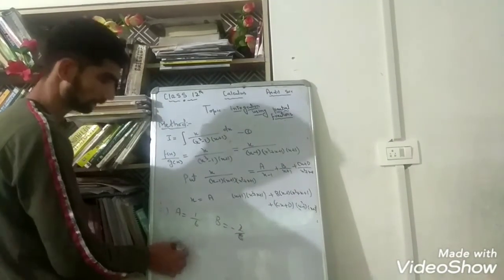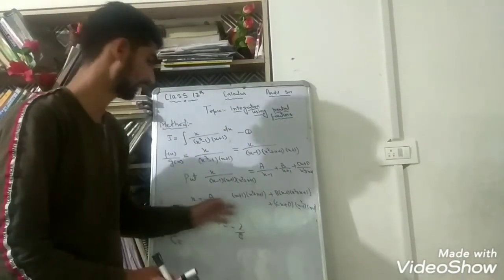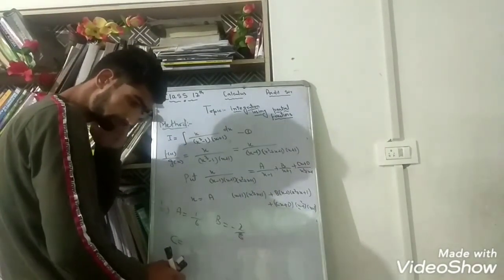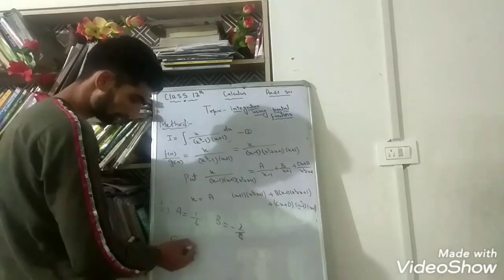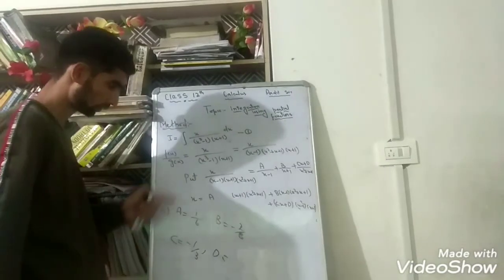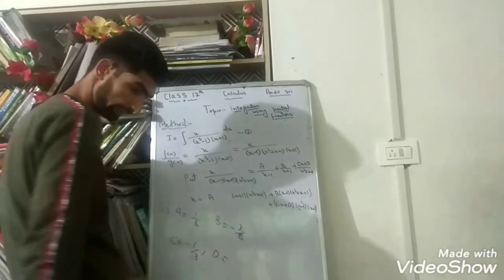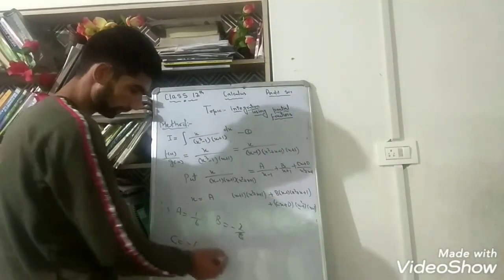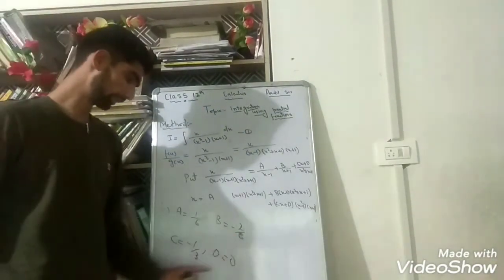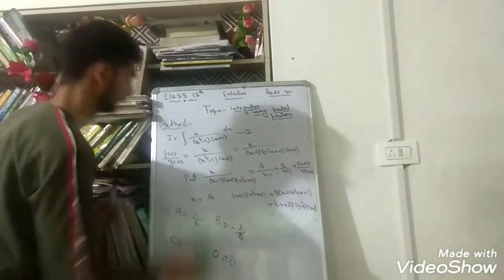You can compare the coefficients of x square here and here. You will get c as -1 divided by 3, and d you will get when you compare the coefficients of x now, you will get d as 0. So now a is 1 divided by 6, b is -2 divided by 6, and c is -1 divided by 3. You can put them here.